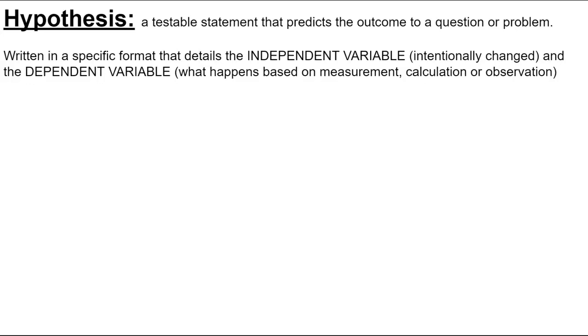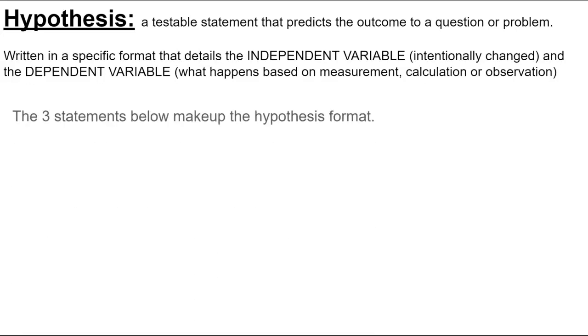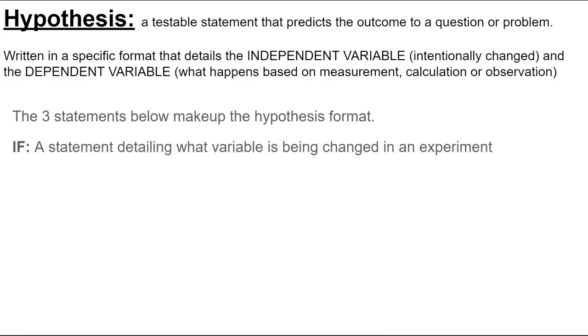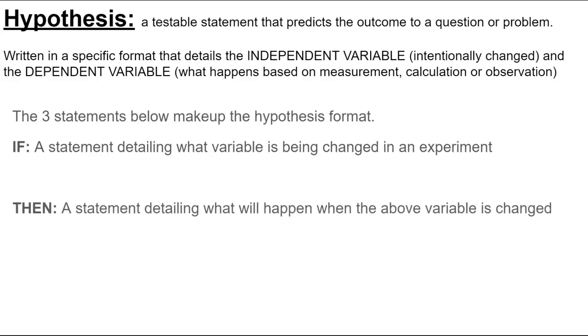And in this format, we are going to detail out the independent variable, the variable that you are changing on purpose, and the dependent variable, which is the measurement, calculation, observation that is describing what is going to happen based on the independent variable changing. And so we usually see it made of these three statements. Like I said, the if, which is going to detail what variable you're changing, the independent variable.